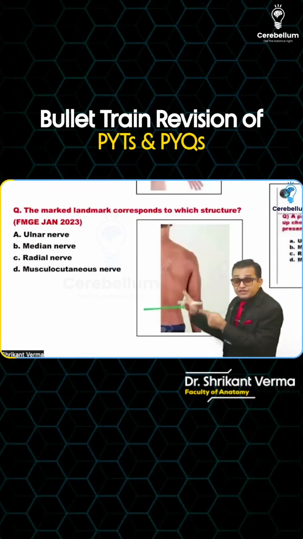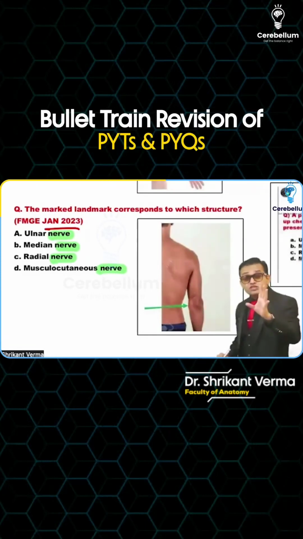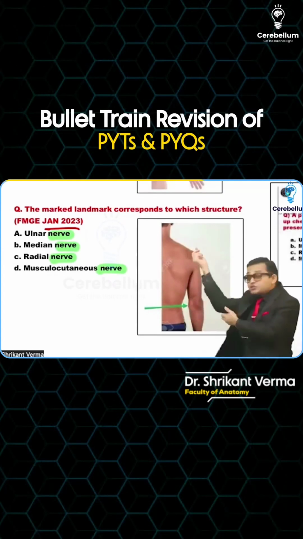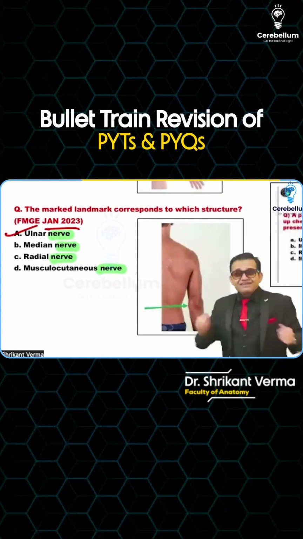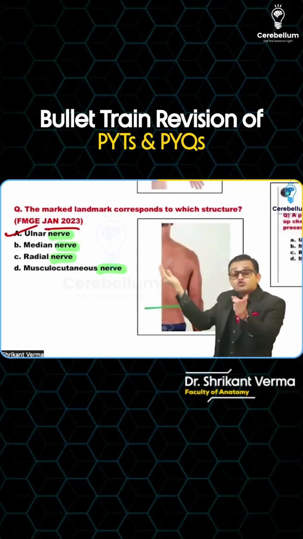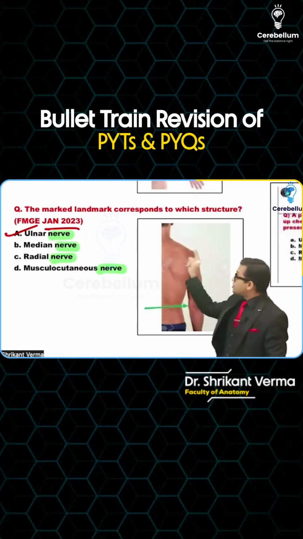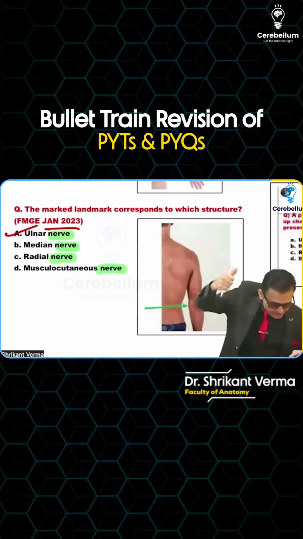Now, what we have to study? FMG January 2023. Again, they are asking the nerve. Means upper limb. You have to study and learn. So this is the medial epicondyle. Just behind the medial epicondyle, which nerve? Sir, ulnar nerve is the answer. Yes, there is a funny sensation behind the medial epicondyle. That's why the humerus is known as the funny bone. Why? Just due to this, our ulnar nerve. Agree, beta? Getting the point?